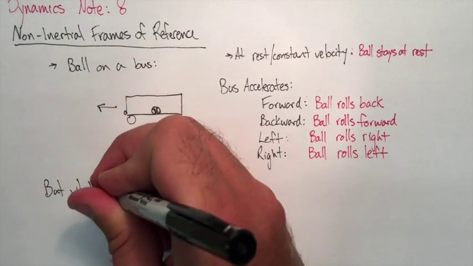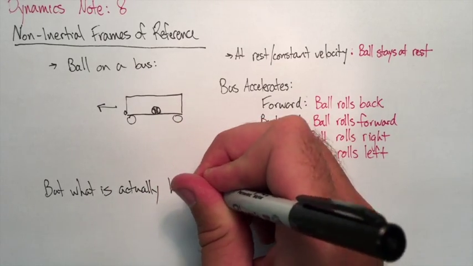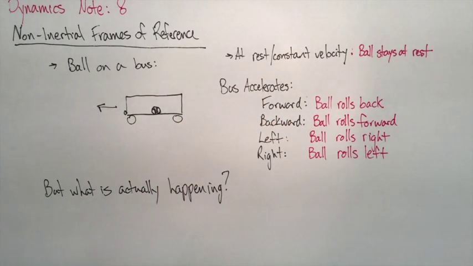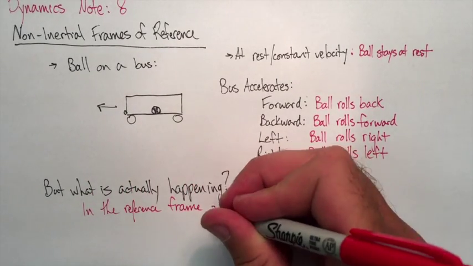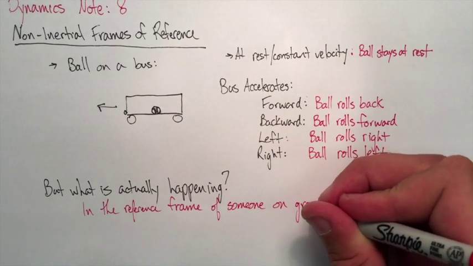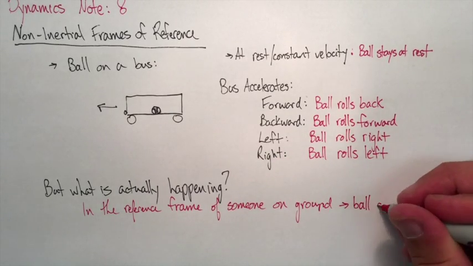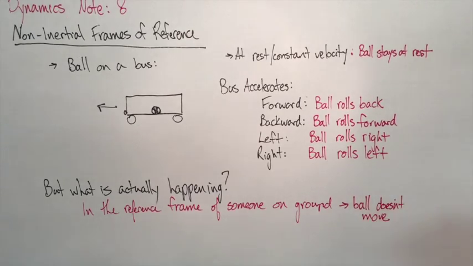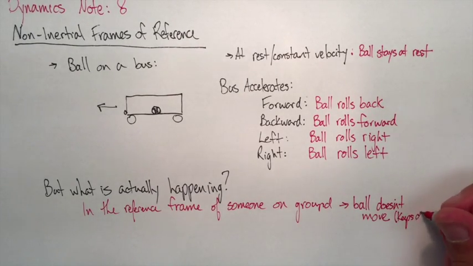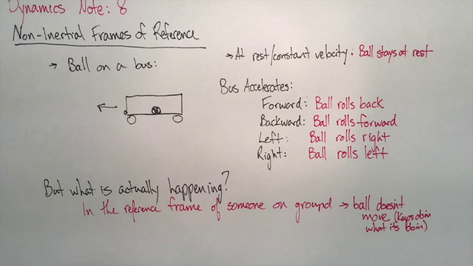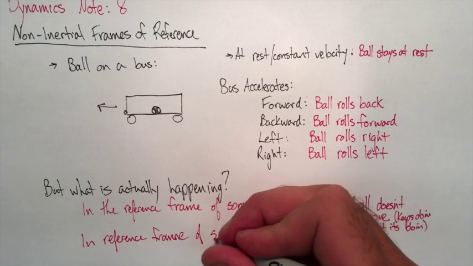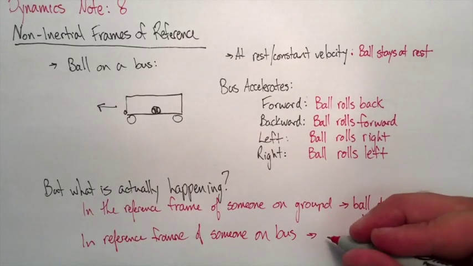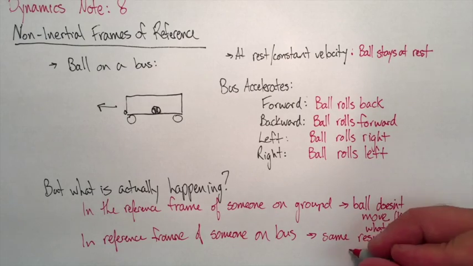But what's actually happening? Why is the ball rolling when the bus accelerates? If we take a look at the reference frame of someone on the ground, what is the ball doing with respect to them? In fact, to them, the ball doesn't move at all. If the bus accelerates, the ball just keeps on doing what it's doing because of its own inertia. If it's heading in a straight line, it wants to keep heading in a straight line. If the bus accelerates around it, it's going to make it look like it moves to someone on the bus, but not to someone on the ground. So in the reference frame of someone on the bus, we'll get all the results above.